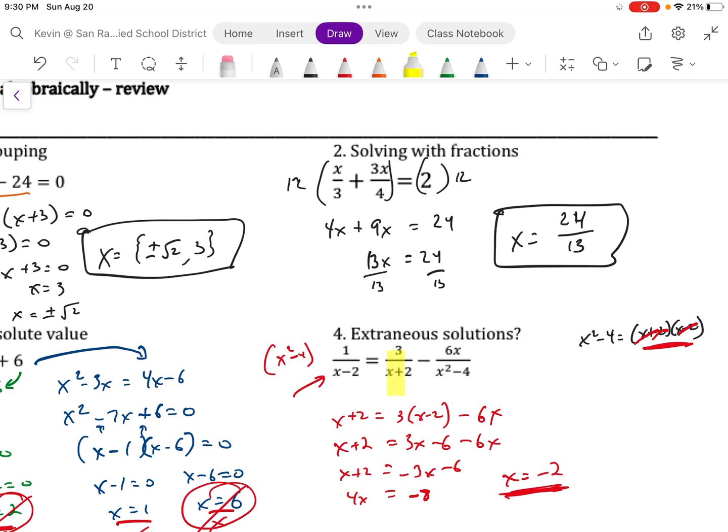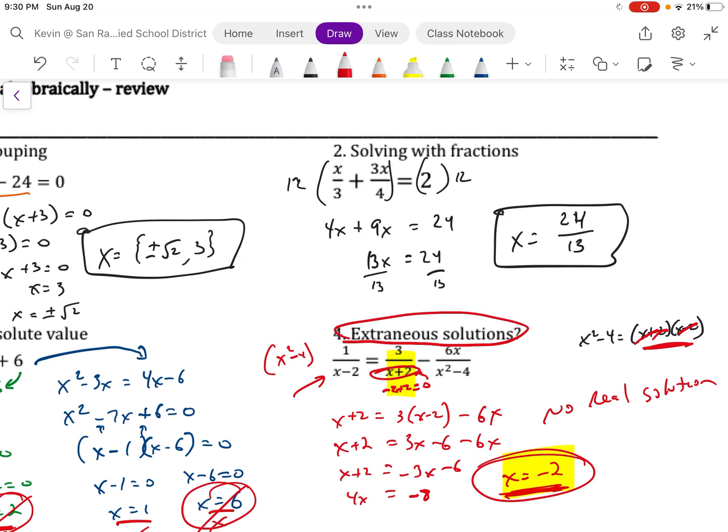And if I came up here and put -2 plus 2 equals 0. And I can't have 0 in the denominator of a fraction, right? Because then it's undefined.